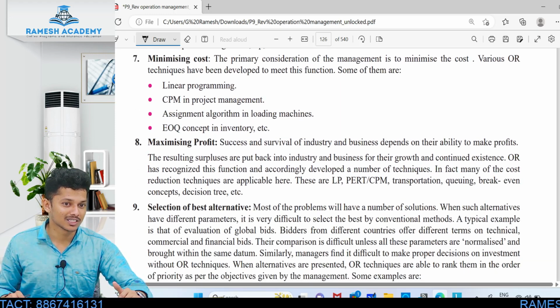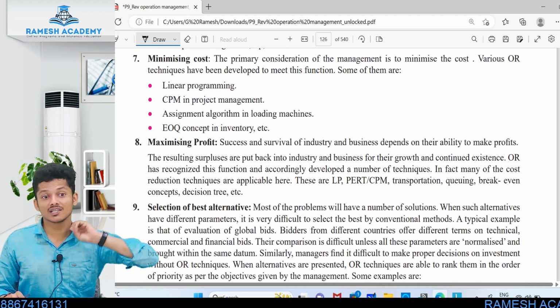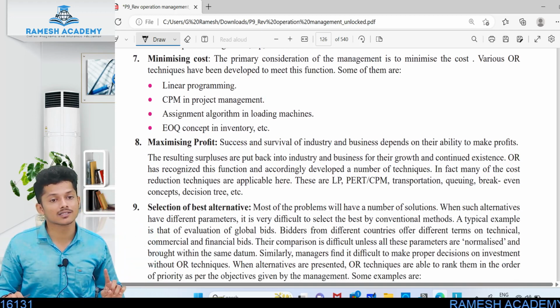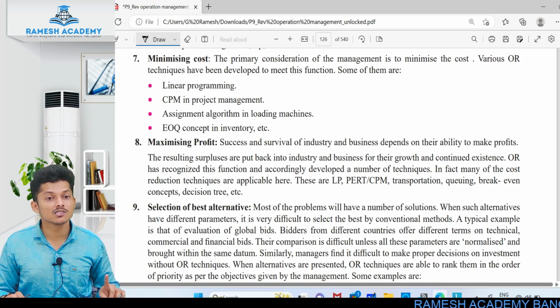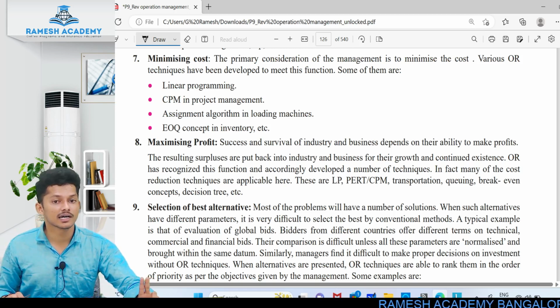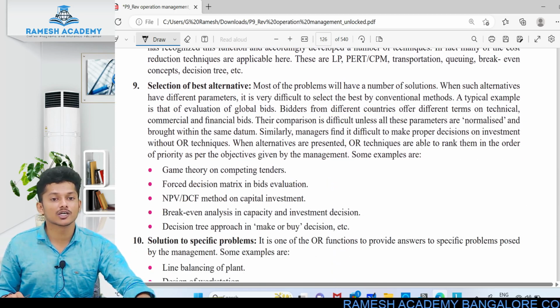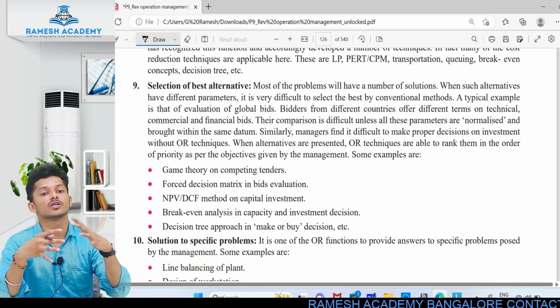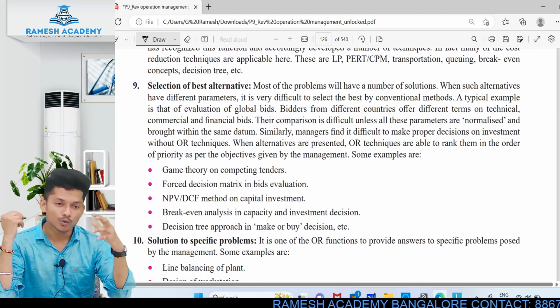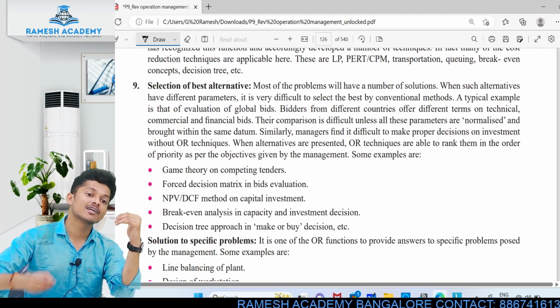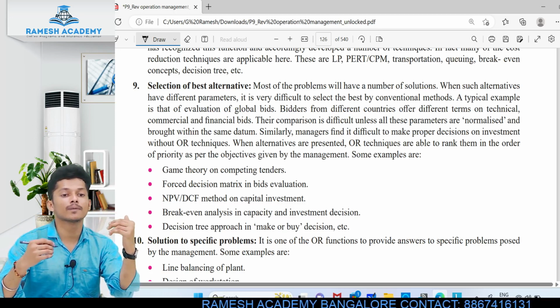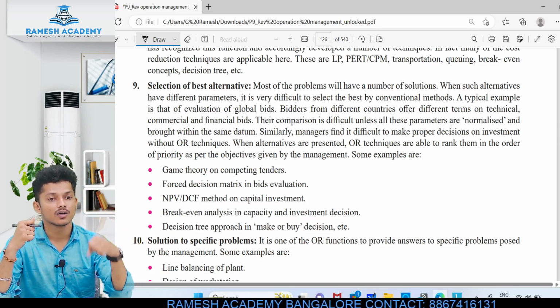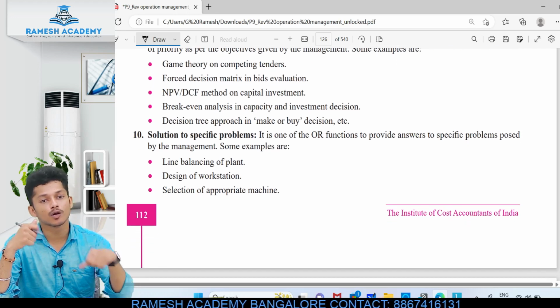What are the two objectives? Earlier what we learned in the beginning of the classes, optimum use of resources, maximizing the profits, correct? Yes, selection of best alternative. So you have so many techniques within you. Out of those many techniques, you implement each and every technique. Under which technique you derive the best optimal solution, you take that. Okay, and solution to specific problem.